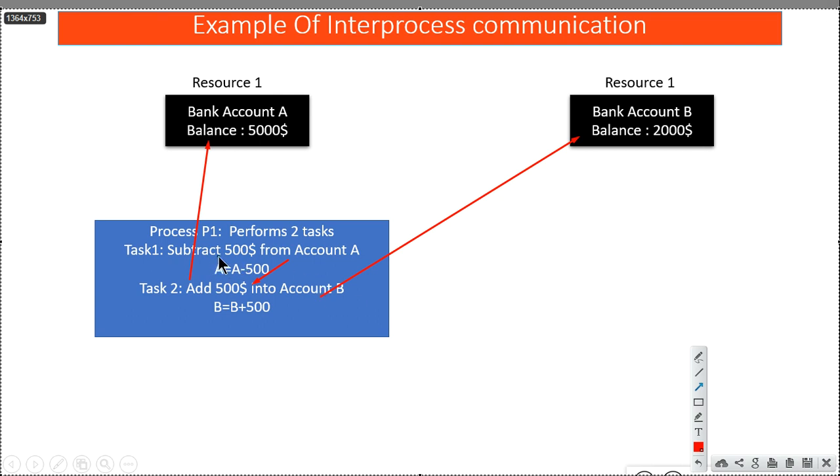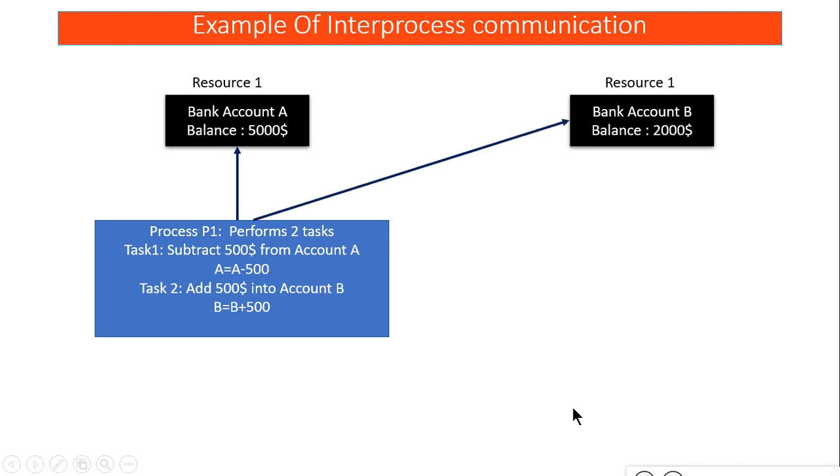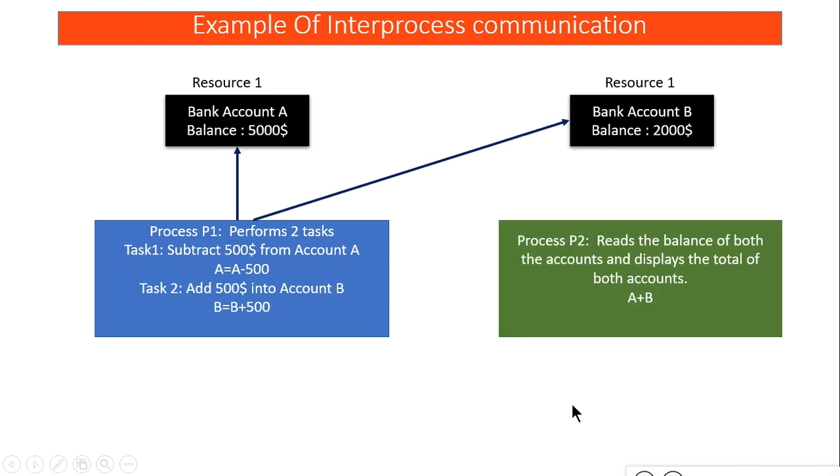So we have a process or thread P1. We have two resources, A and B, and process P1 wants to access the values of both these resources, account A and account B. Then we have another transaction, another process or thread, which just wants to read the balance of both these accounts and add these values. Let's say P2 runs and reads the value of resource A, 5000, and resource B, 2000, and adds them to get the result, that is 7000.